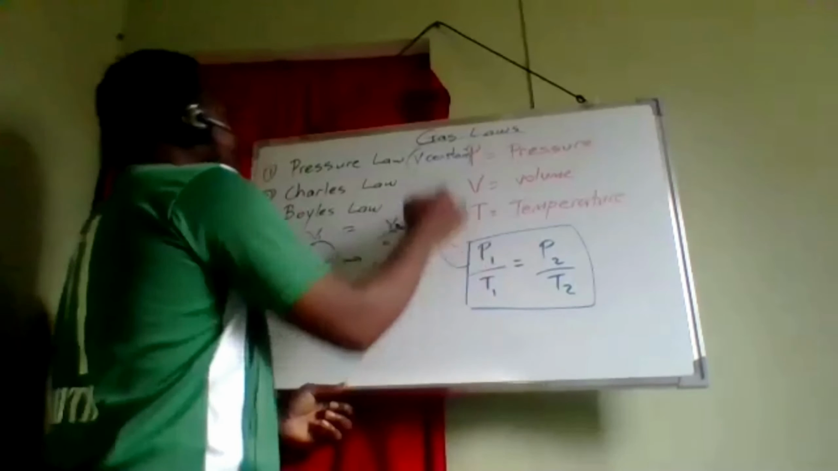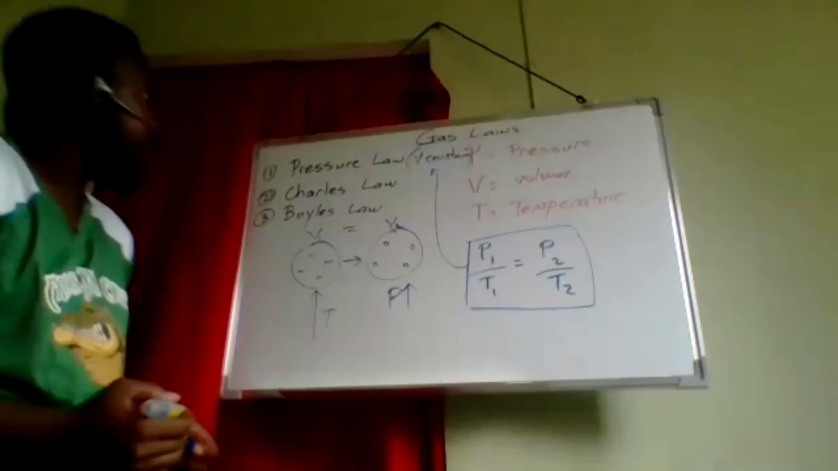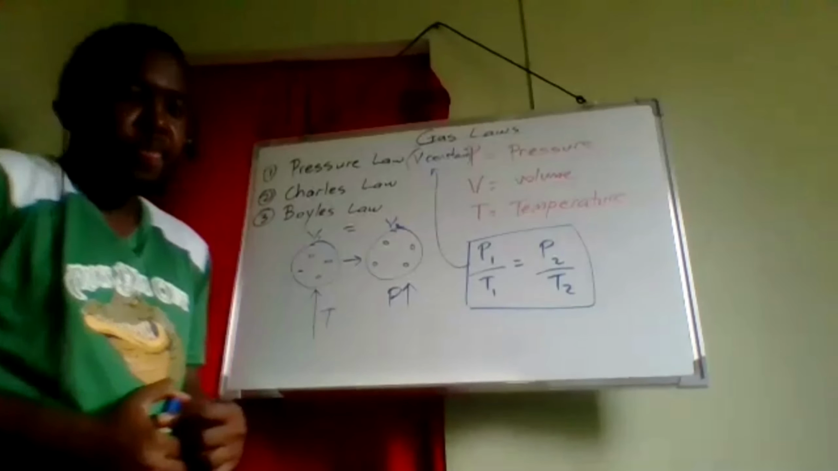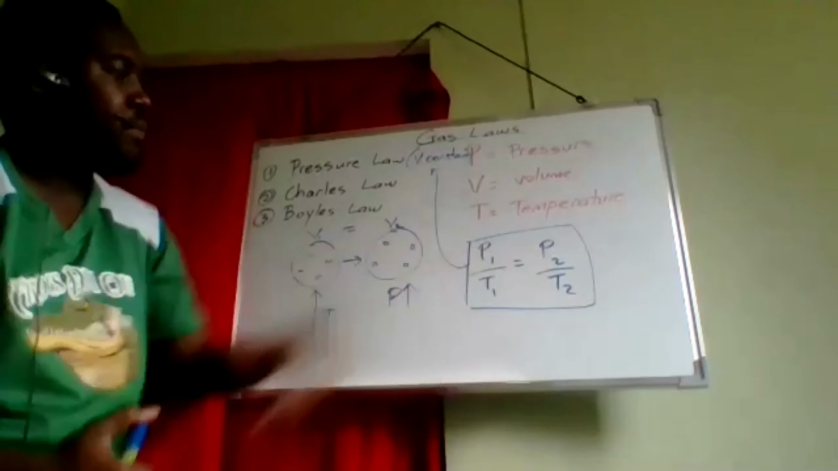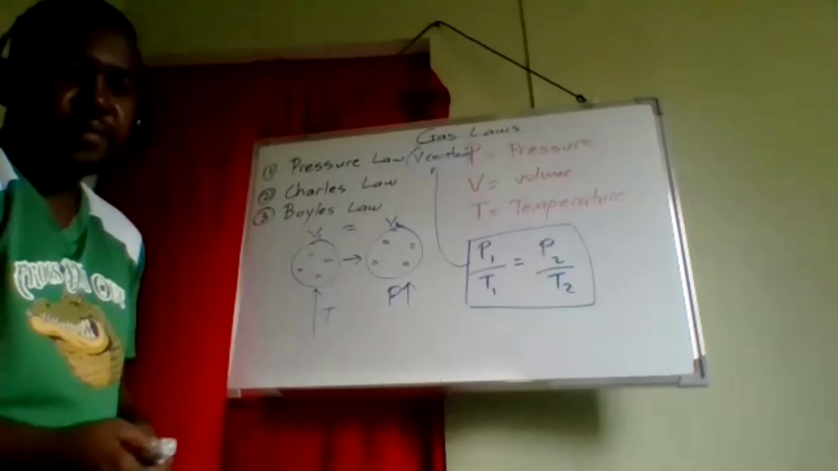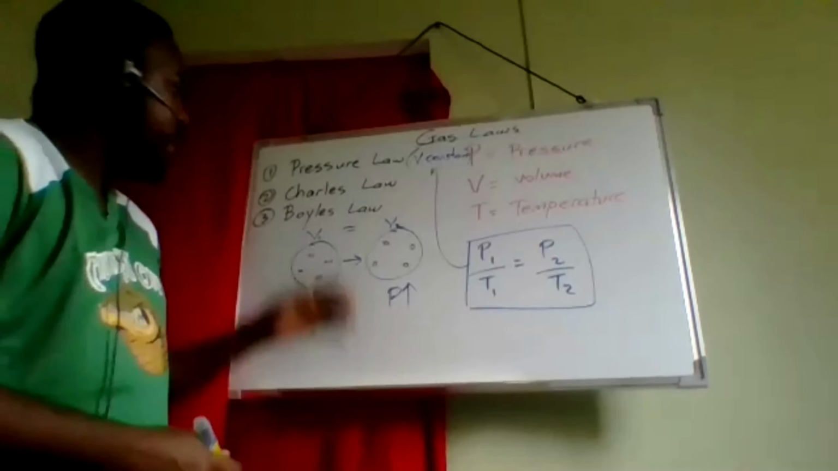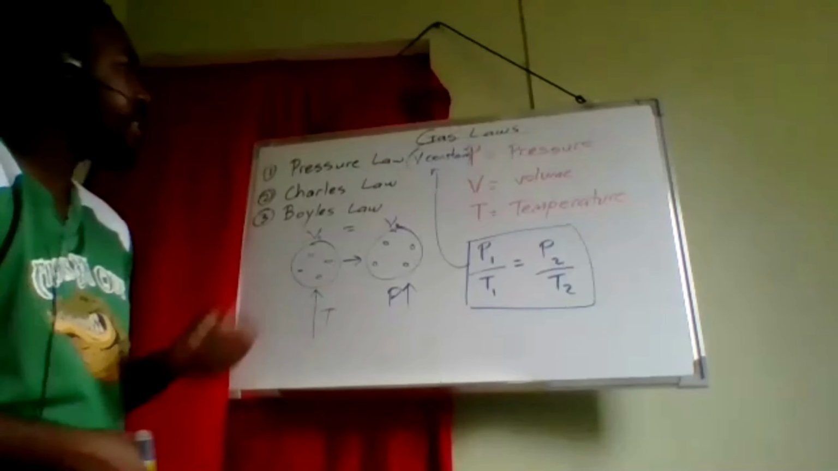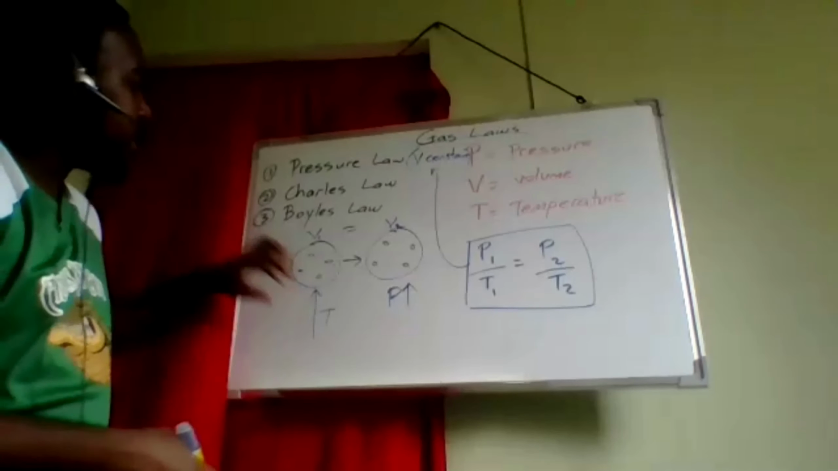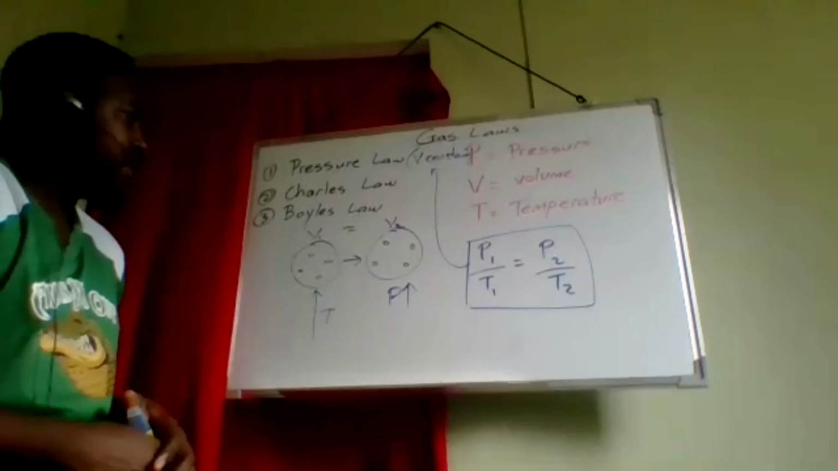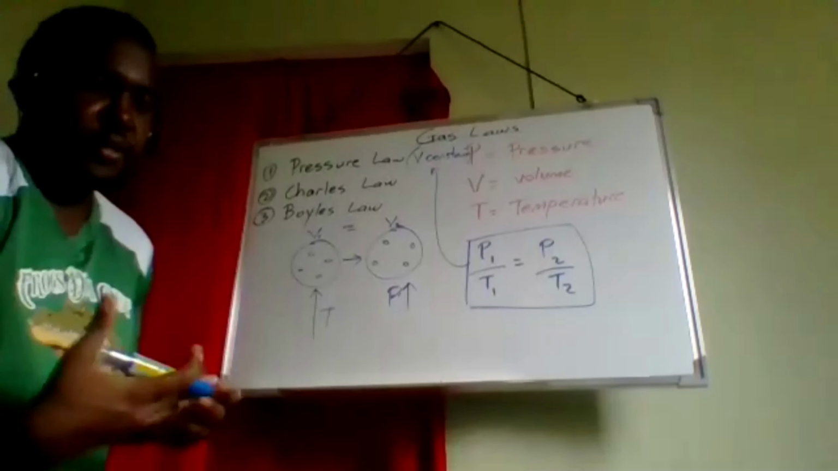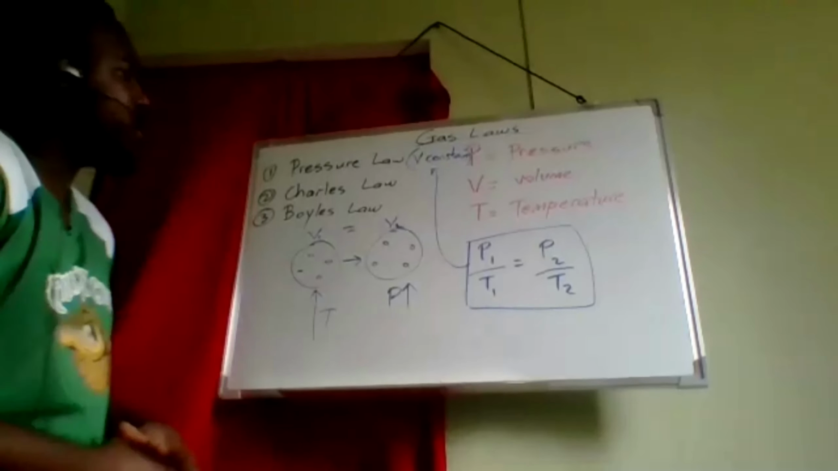So this here is the equation for the pressure law, right? So we notice that volume is not present in the equation because it is constant, right? So the volume of the container remains constant, then therefore once the temperature increases, then the pressure that the gases exert will also increase, right? Then we get that equation.